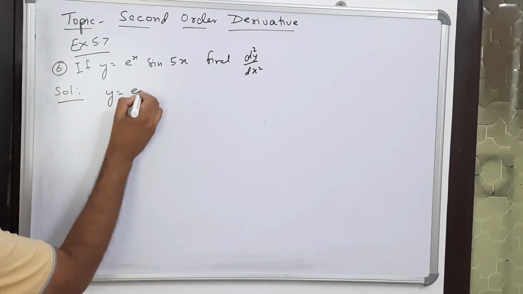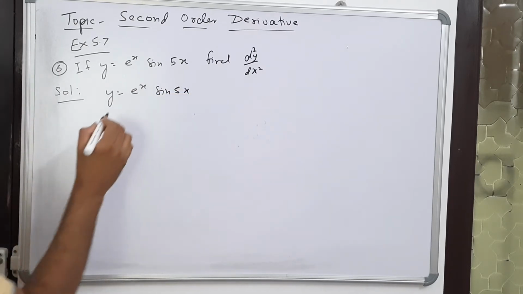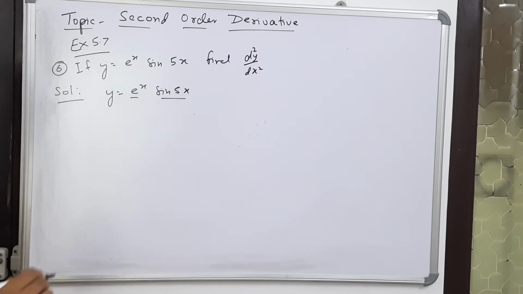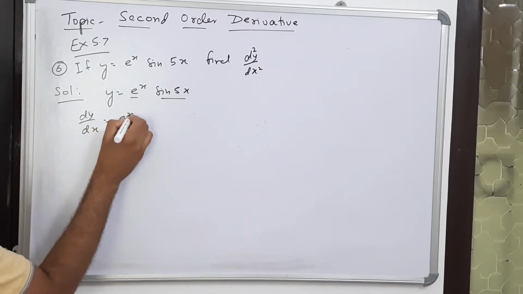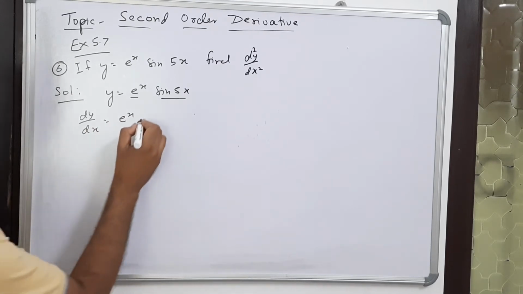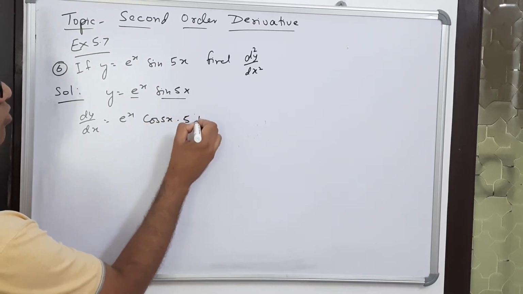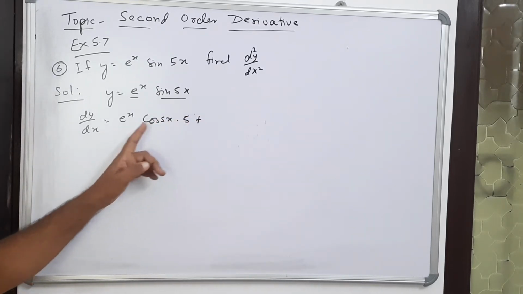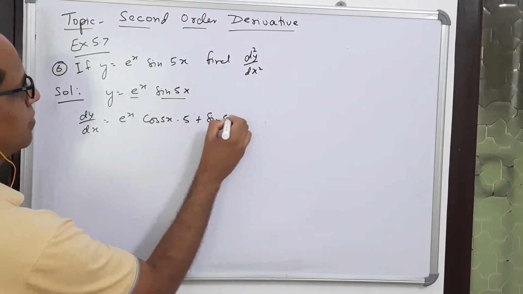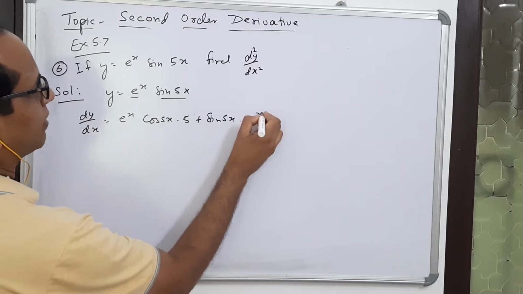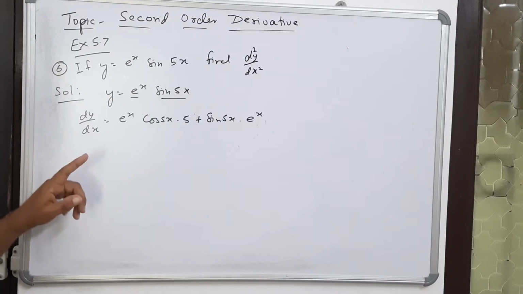When y equals e power x sine 5x, then by using the u into v rule, dy by dx will be: e power x will be constant and the derivative of sine 5x is cos 5x into 5. U into v rule. Then sine 5x will be the constant and the derivative of e power x will be e power x. This is the first order derivative, dy by dx.